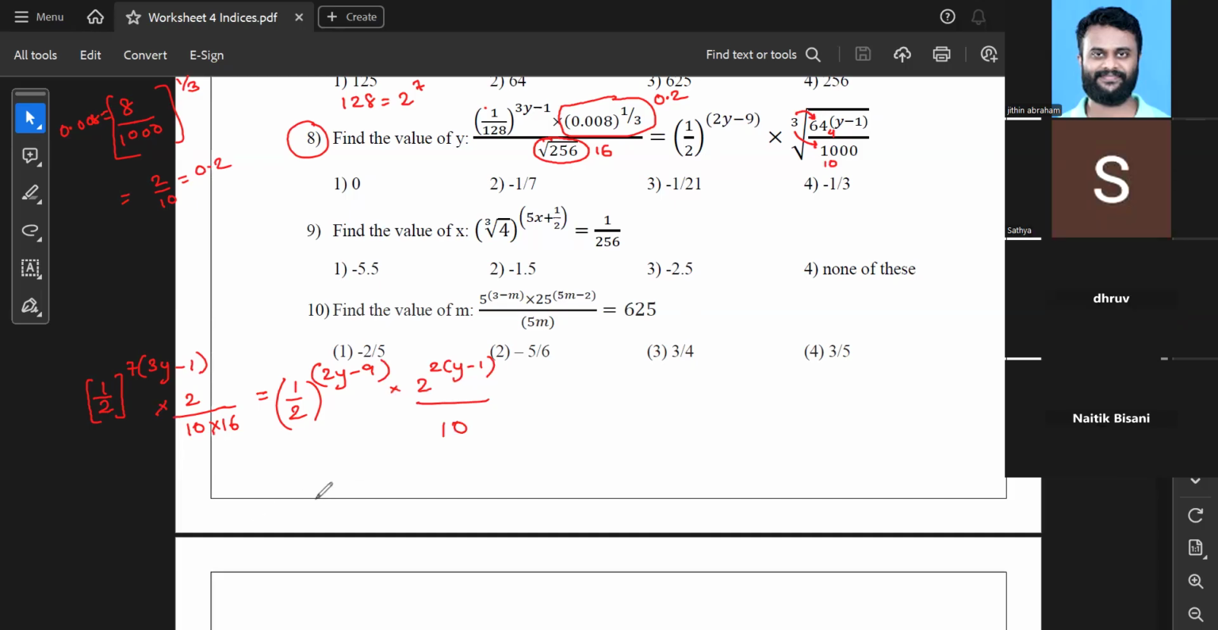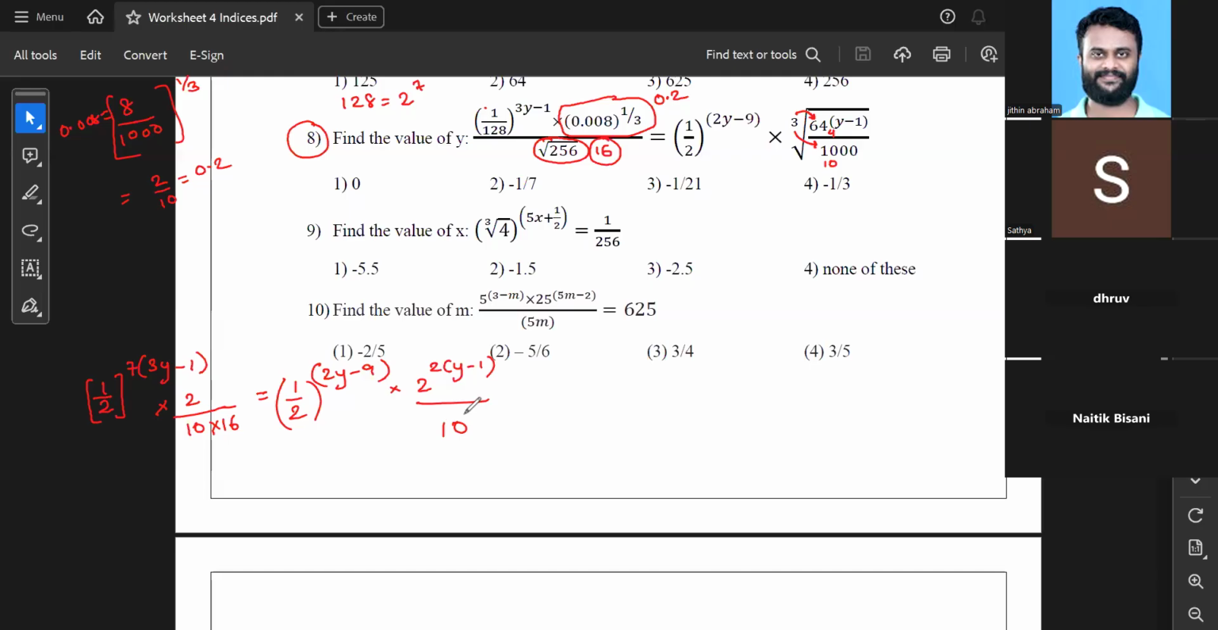Awesome. Why did you take 16 in the 2 by 10 into 16? Means why did you take it there only? Sorry, where? Here. Because, okay, if you want to write here, you can write. I don't have a problem. I wrote it over here just because this is already in fraction form, so why put another fraction below it and make it look big? Just avoiding showing it big, because it is not that big. It's a simple one.